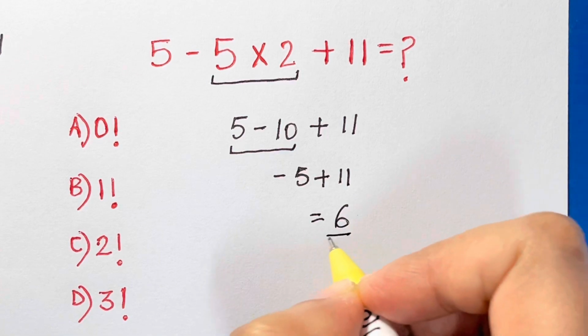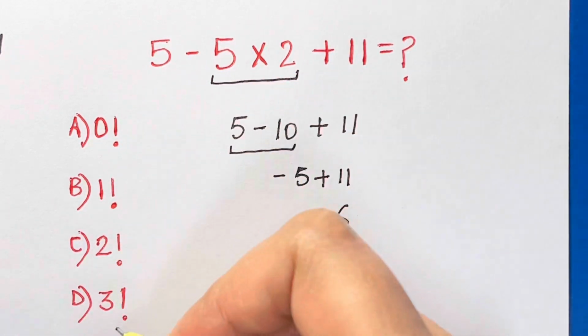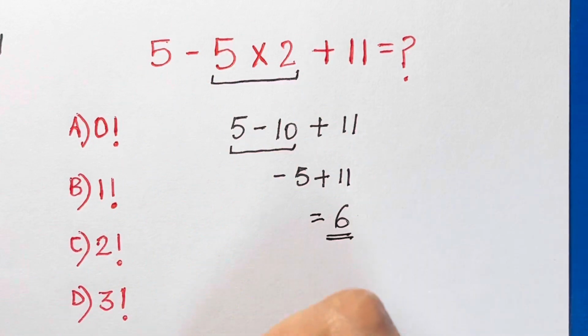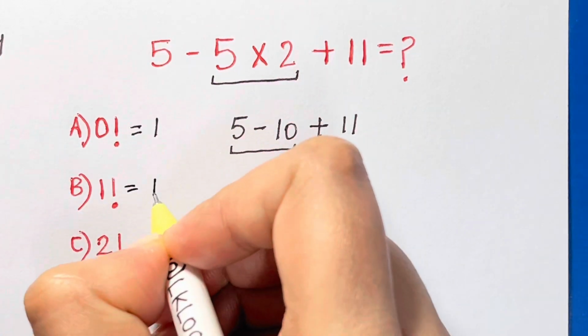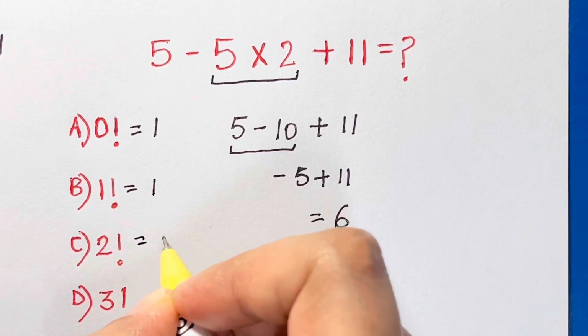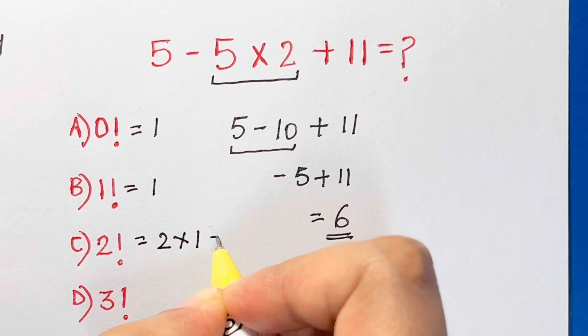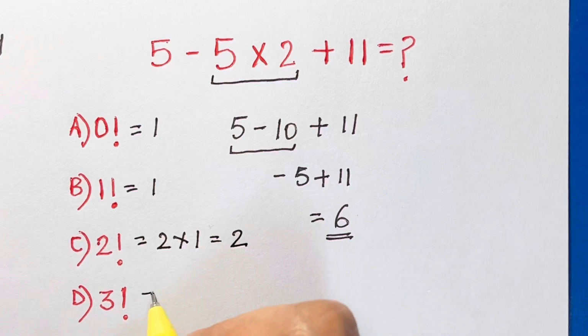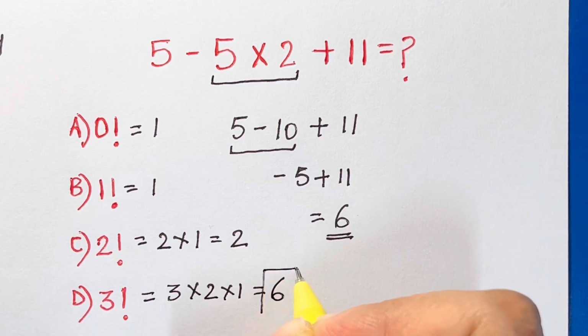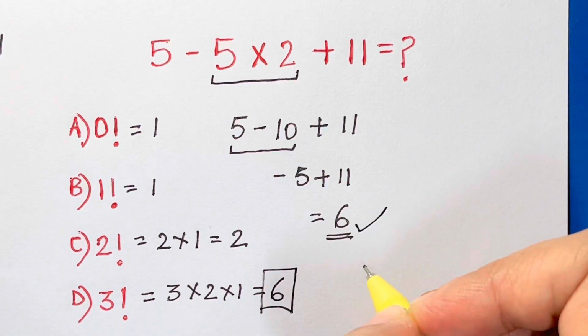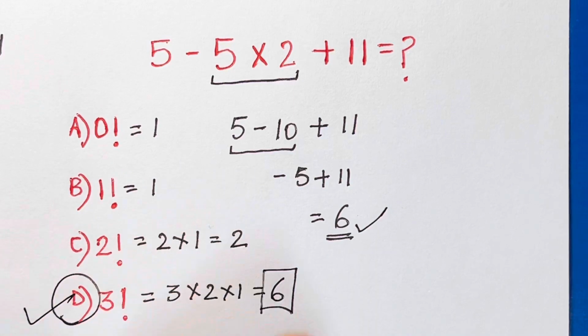Now let's check which answer is 6. Nowhere. The answer is given in factorial. 0 factorial is 1. 1 factorial is 1. 2 factorial is 2 times 1, which is equal to 2. 3 factorial is 3 times 2 times 1, which is equal to 6. And this matches with our answer 6 here. So that's your answer choice D, 3 factorial.